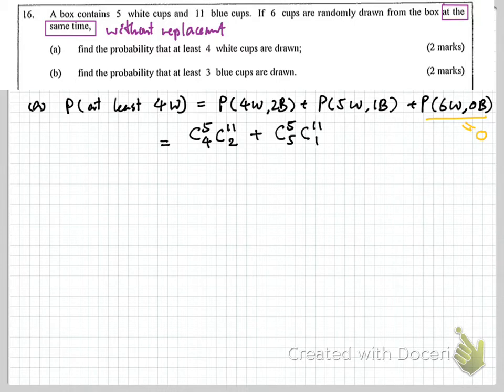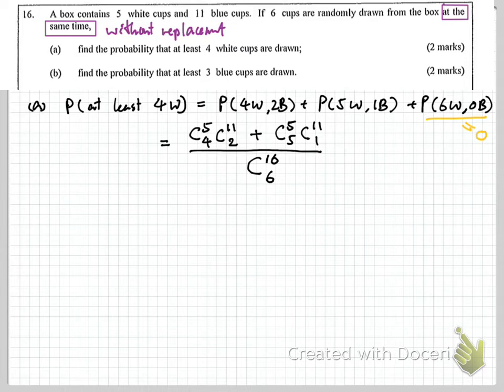Now the denominator, the total regardless of color: we have 16 cups altogether, never mind the color, and every time we pick 6 of them. So this is it. We don't have to look at the tree diagram. We don't have to think about how many times the branches are repeating. We use nCr and nPr to count the favorable outcomes.